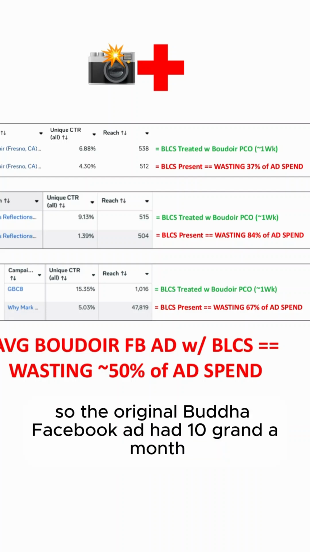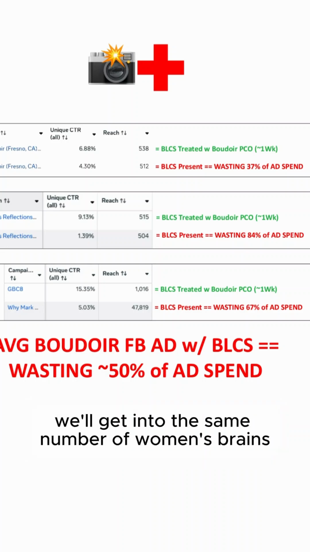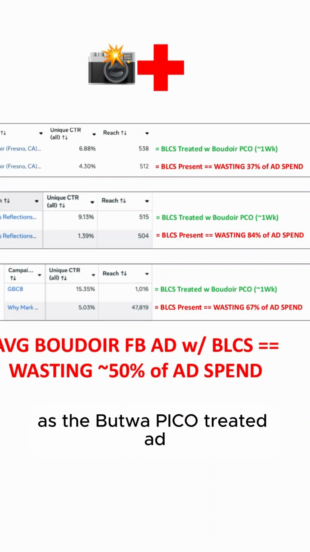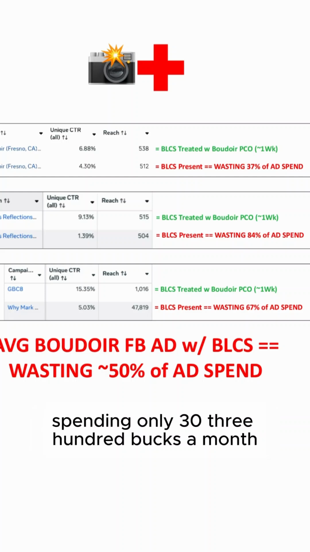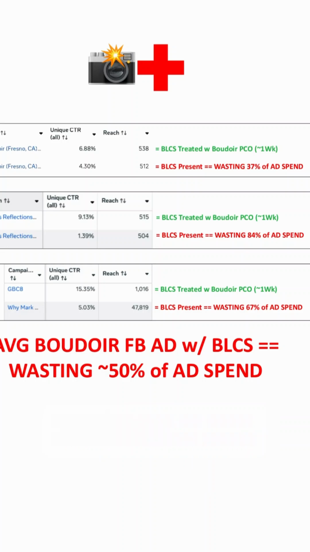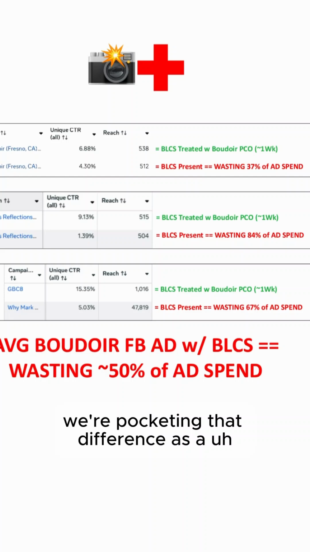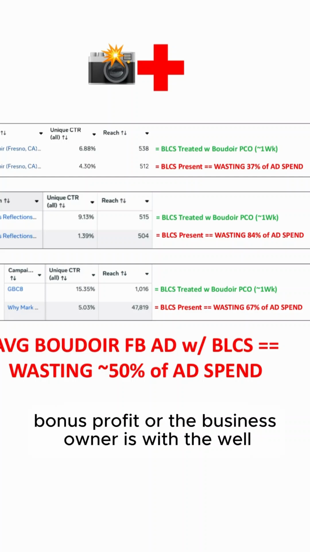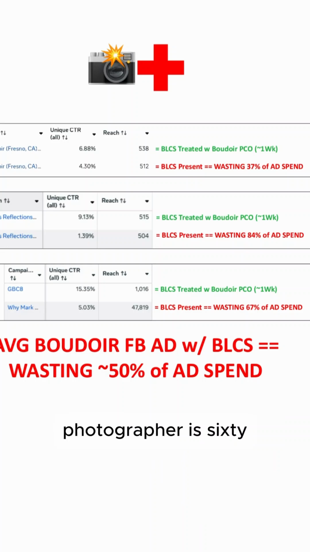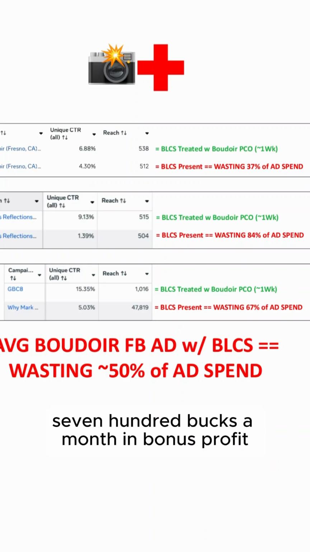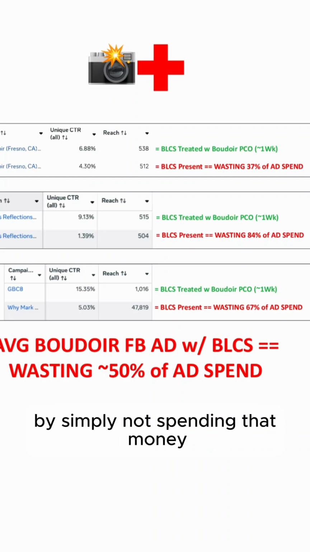So the original Boudoir Facebook ad had 10 grand a month. We'll get into the same number of women's brands as the Boudoir Pico treated ad, spending only 3,300 bucks a month. So that whole difference, we're pocketing that difference as a bonus profit, or the business owner is, the boudoir photographer is, 6,700 bucks a month in bonus profit by simply not spending that money.